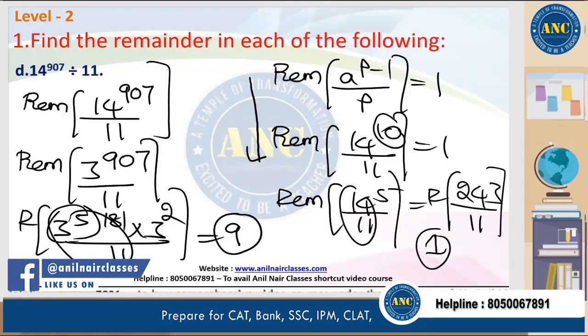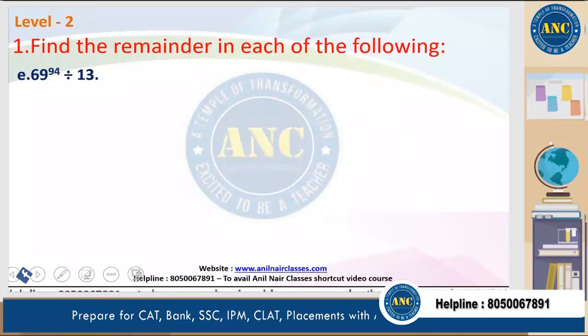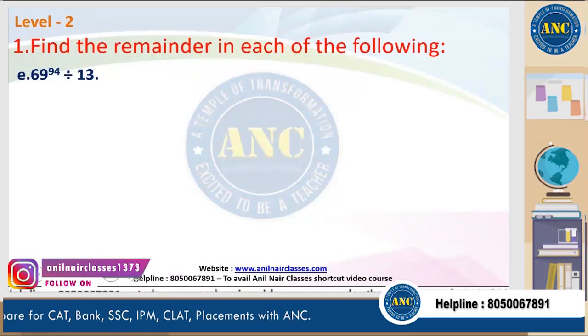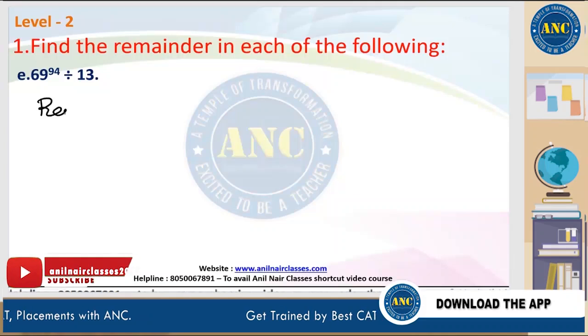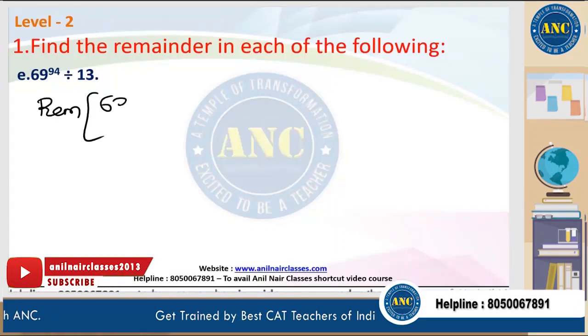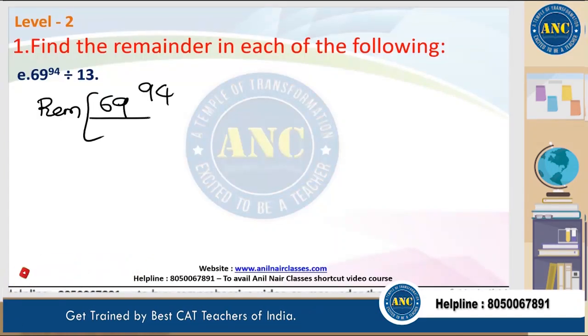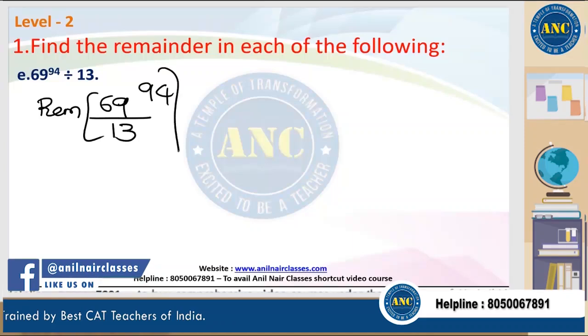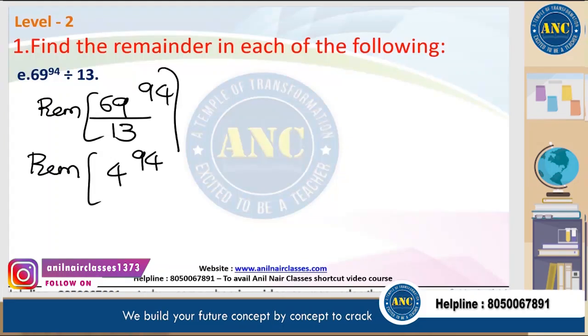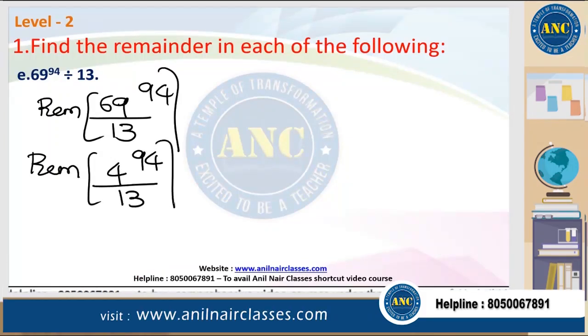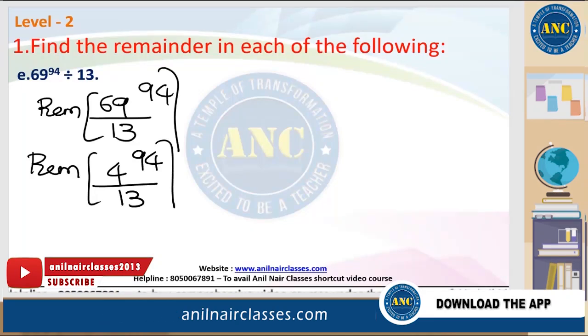Now next one. More and more problems we will solve. 69 power 94 divided by 13. Third problem, when the denominator is a prime number. First make the numerator base smaller than the denominator. 13 5s are 65. 4 power 94 divided by 13.